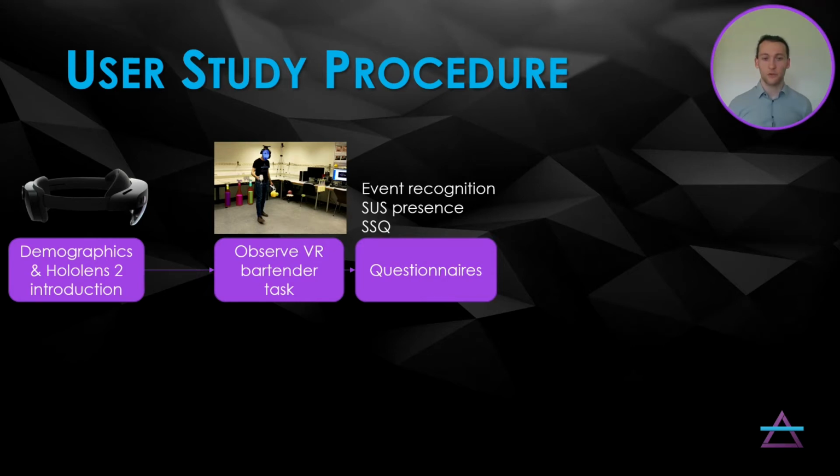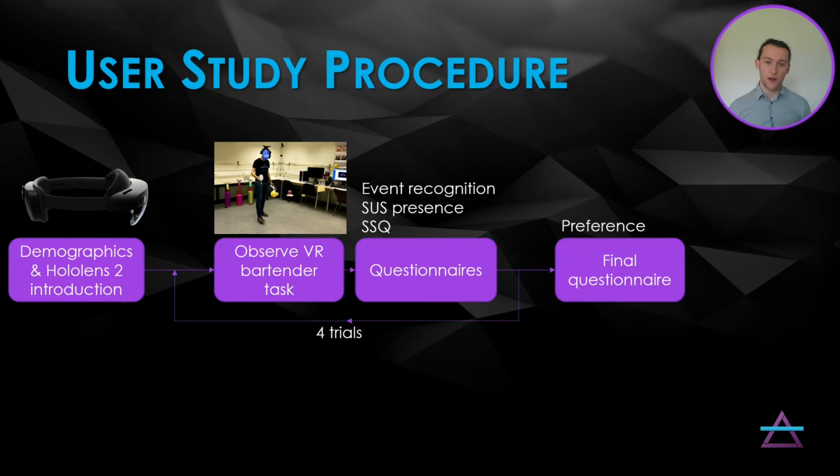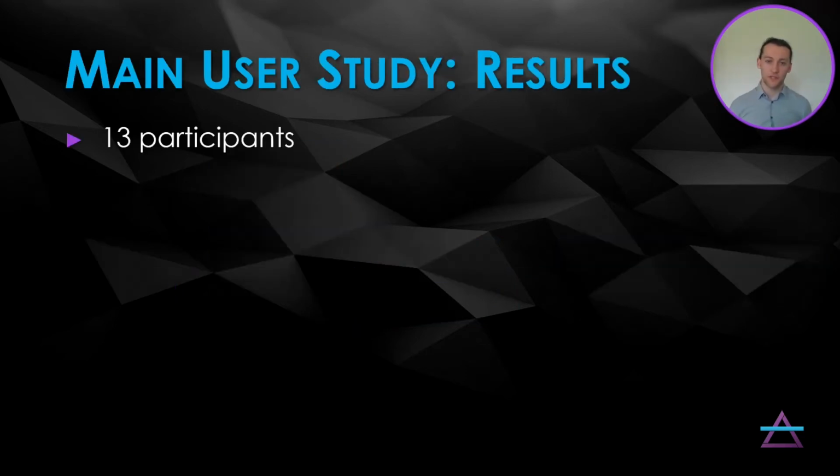The study followed a within subjects design, with each technique being presented to each participant in a counterbalanced order for a total of 4 trials. After each trial, participants could indicate a preference of which techniques they found most useful in completing their task, and they were interviewed on why they found certain techniques more useful than others. A total of 13 participants took part in this study.